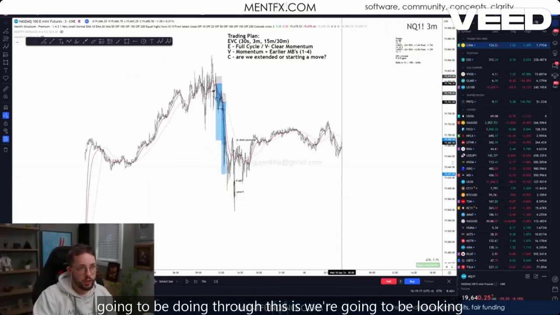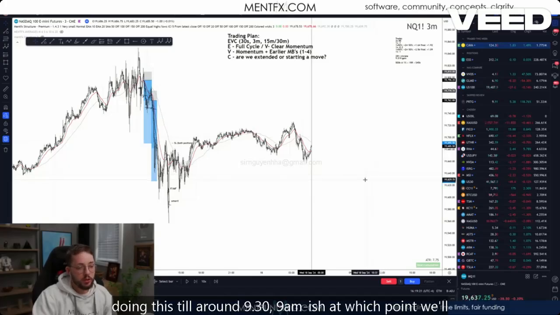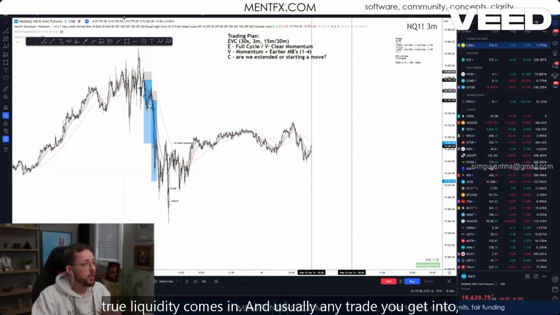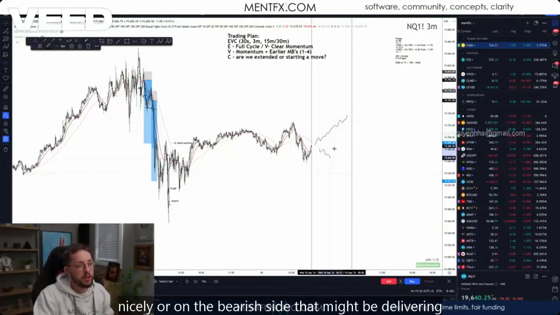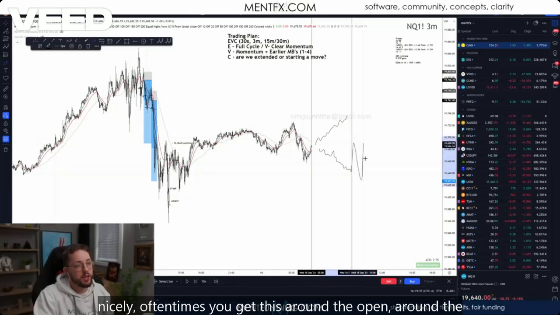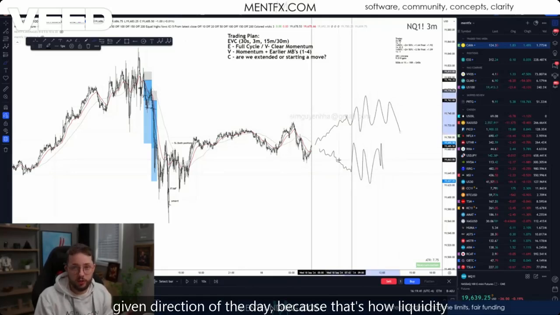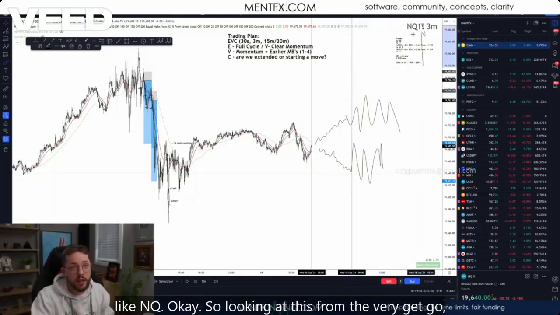In general, what we're going to be doing through this is looking for some kind of clear cycle to start. And we're going to be doing this till around 9:30, 9 a.m.-ish, at which point we'll take a step back due to the same idea that during that time, true liquidity comes in. Usually any trade you get into, whether it be on the bullish side that might be delivering nicely or on the bearish side that might be delivering nicely, oftentimes you get this around the open to decide a new direction of the day or to continue a given direction of the day, because that's how liquidity functions. That's how money enters the markets, and that's what is actually happening when you're trading something like NQ.